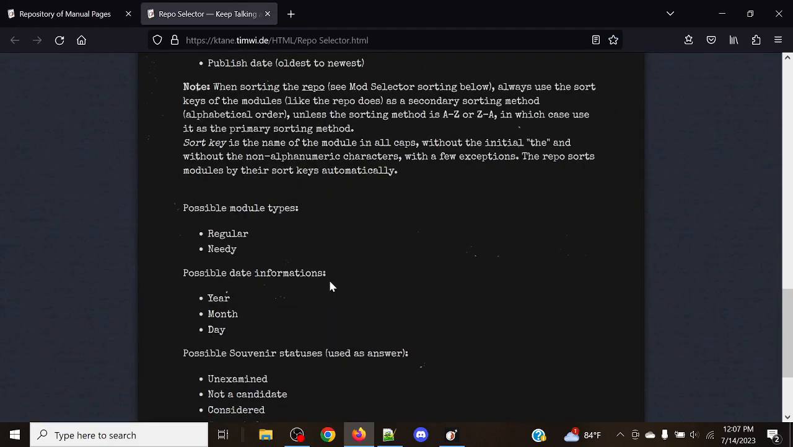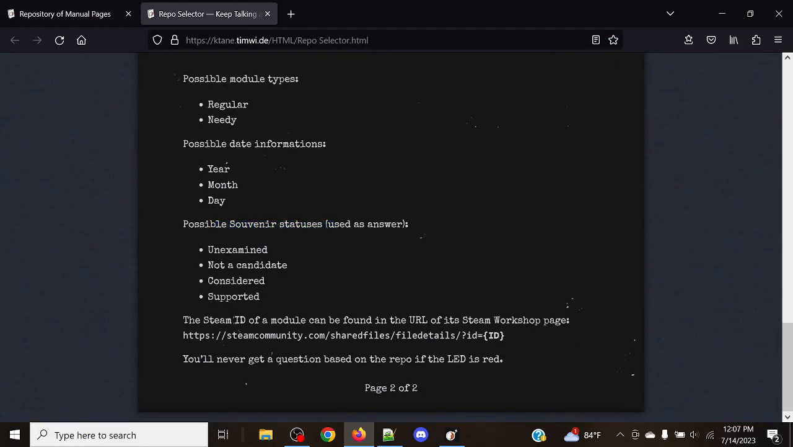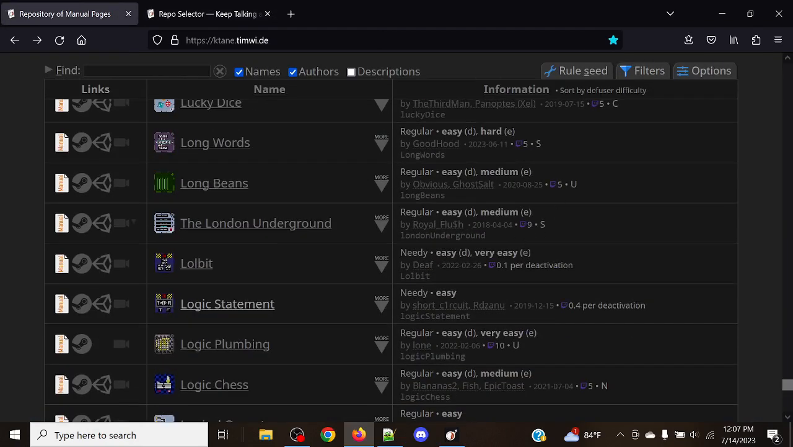And if we take a look here, the possible Souvenir support statuses used as answers: unexamined. So in this case, it hasn't really been looked at, or someone hasn't added it to the repo yet. Not a candidate, which means it's not possible to ask questions about it. Long Beans is an example of we have not decided whether to include this module. So U would be our answer for that.